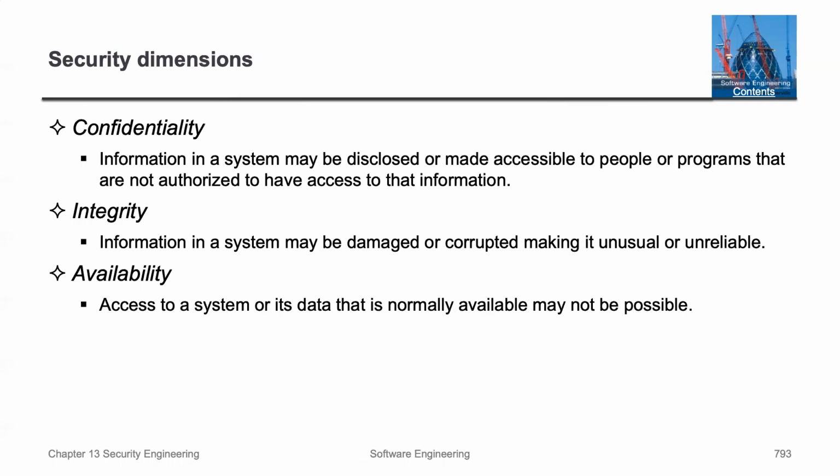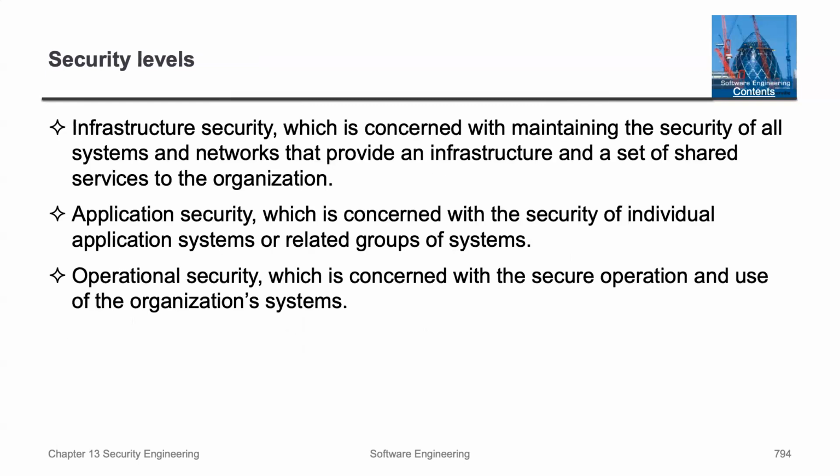So a couple of dimensions, you have confidentiality, integrity, and availability. For confidentiality, the information in a system may be disclosed or made accessible to people or programs that are not authorized, and that's what you want to prevent. For integrity, the information in a system may be damaged or corrupted, so you want to prevent that and ensure the integrity is there. And for availability, you want to make sure that access to the system or its data is normally available, and that that always occurs.